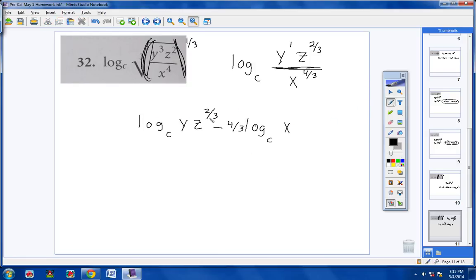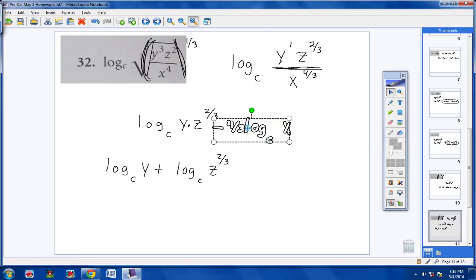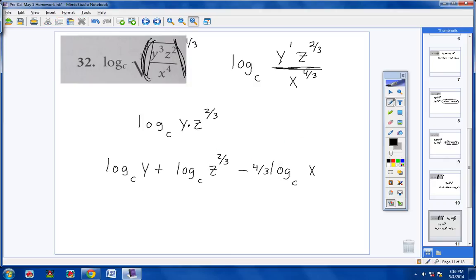And then notice over here to the left we have a y times a z, so I'm going to split this logarithm up into two logarithms. I'm going to write log base c of y plus log base c of z to the 2/3. And then of course you're welcome to bring down this last logarithm. In fact, you should bring that down, so we'll put it right here. Now the only thing left to do is, you can see you do have a 2/3 right here, and so I'm going to grab that and drag that to the left.